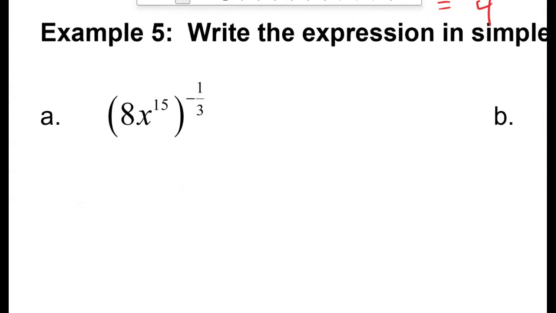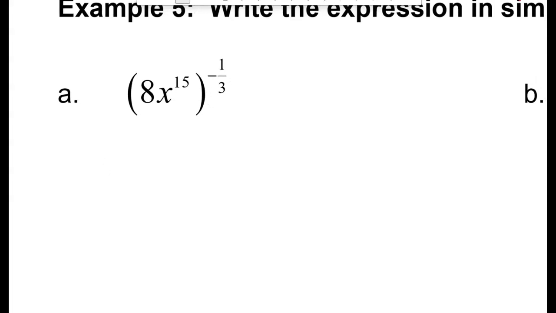All right. First things first, we have 8 times x to the 15th, all raised to the negative 1/3 power. Guys, do not be that person who messes up, okay? What should you do the moment you see that negative? Shouldn't you flip it, right? Shouldn't we realize this is over 1? So we're going to go 1 over 8x to the 15th, all to, now the positive 1/3 power.